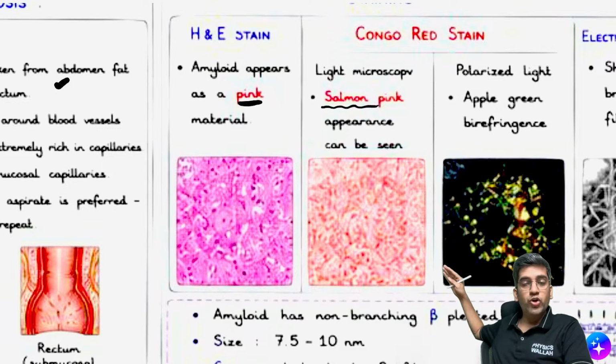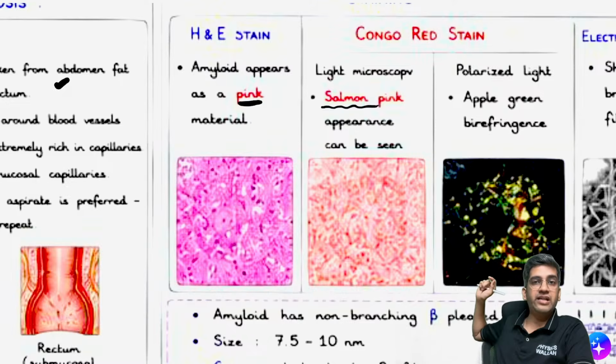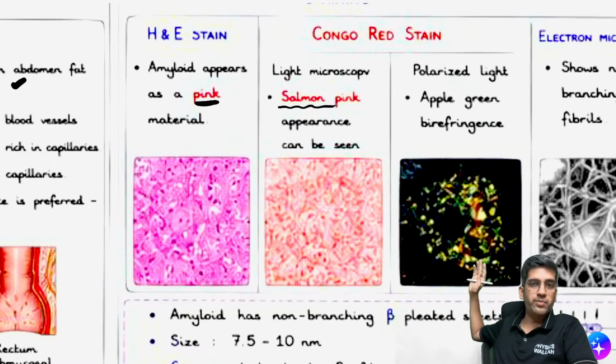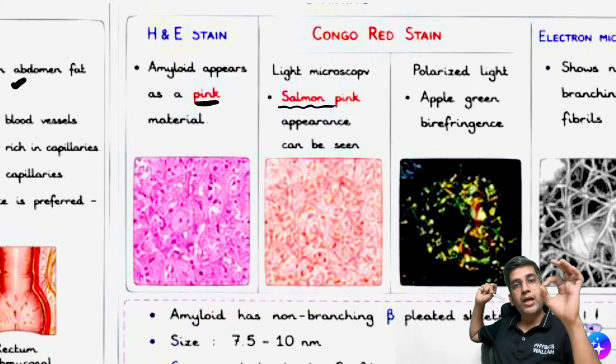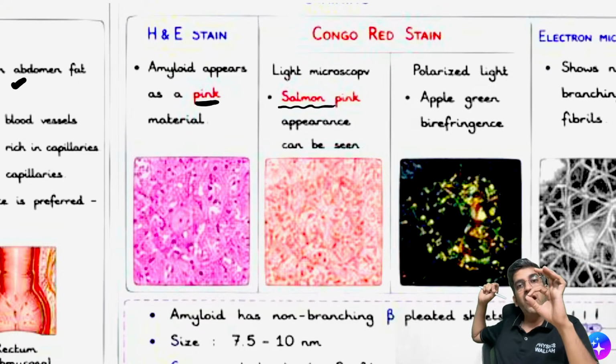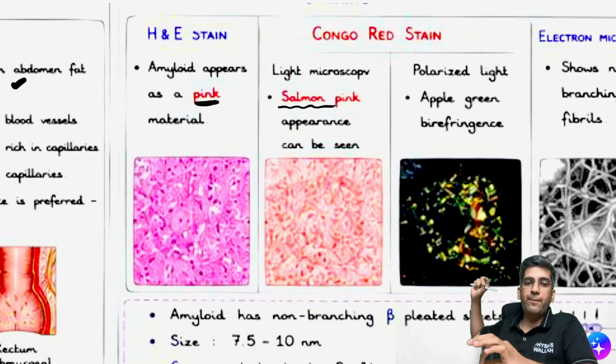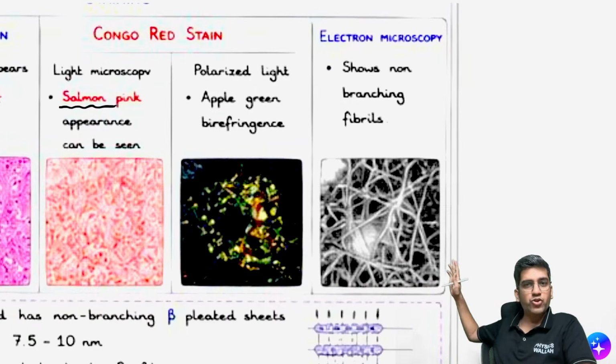The same Congo red, after putting a polarized light, it changes color into apple green birefringence. That's a classical finding in amyloid. You definitely might have a Viva question based on it or an MCQ based on it. And in Congo red stain, under polarized light, you have an apple green birefringence. Do remember them.